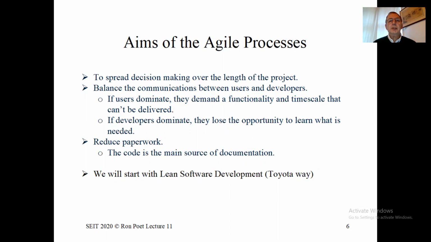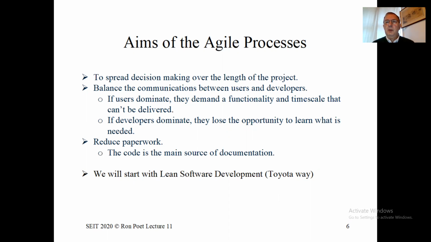Right, and so what's the aim of the Agile process? To spread decision making over the length of the project. That's another way of saying you don't know everything at the start. You must have a process that allows you to change your decisions as you go. Then balance the communication between users and developers.